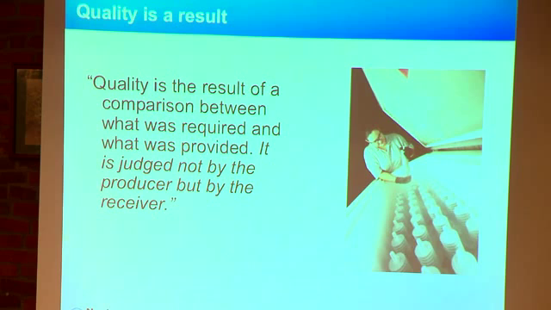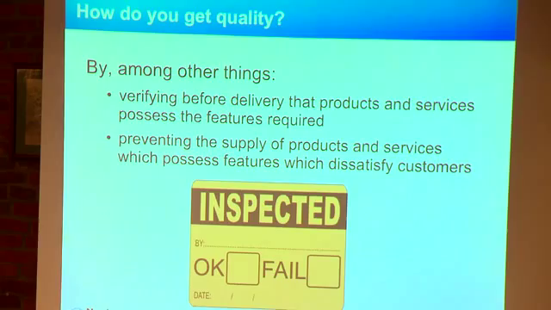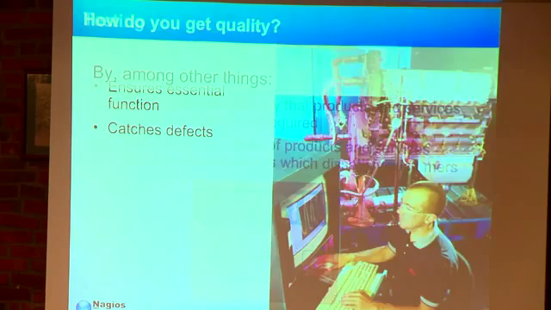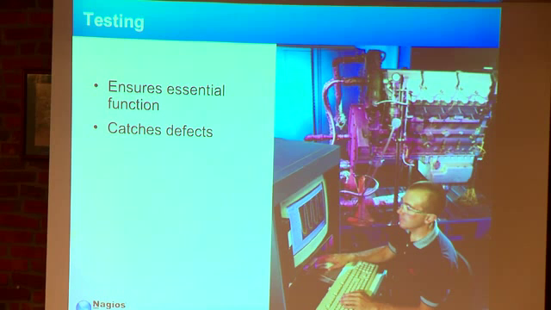And they make the point that quality is judged not by the producer, but by the receiver. So it doesn't matter if everything is pingable; if the user judges that the quality is low, that's what matters. How do you get quality? That's what quality assurance always tries to do. You verify that the essential functions are there, and you hopefully screen out the defects before they are delivered to the customer. Software engineering has a harder time than other disciplines at doing this.